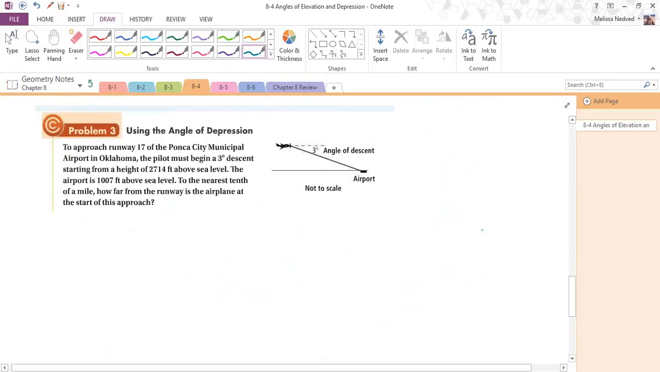So those are two problems that dealt with angle of elevation, and that tends to be a little bit simpler than angle of depression. We usually need to include at least one extra step when working with angle of depression, and sometimes more. So let's go ahead and give an angle of depression example a shot.